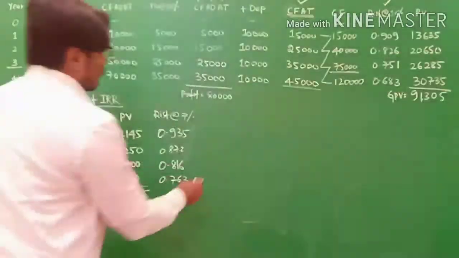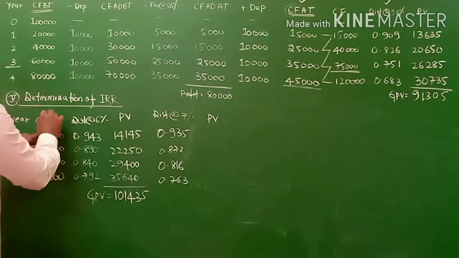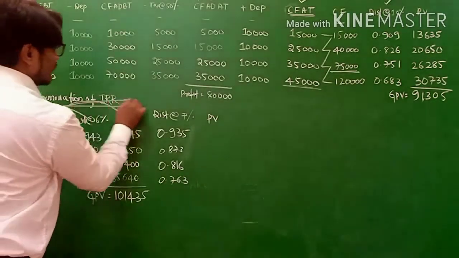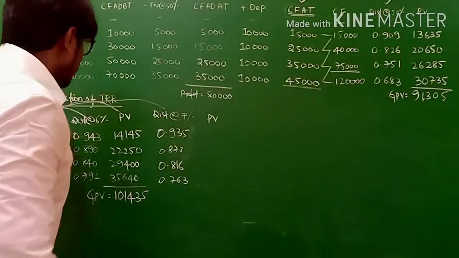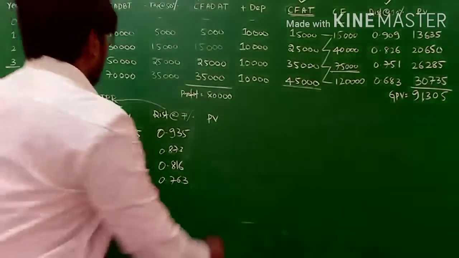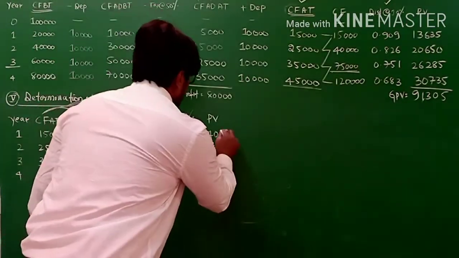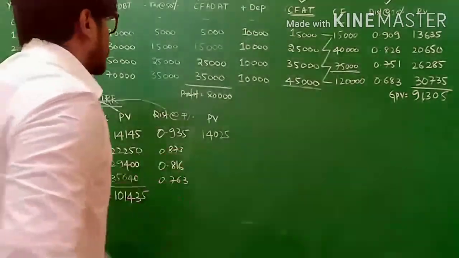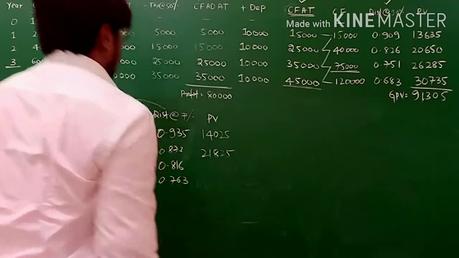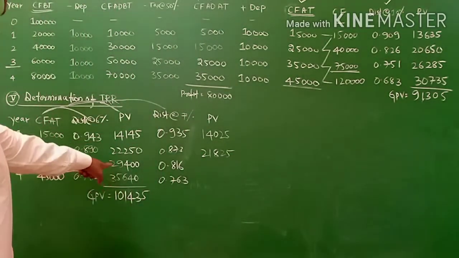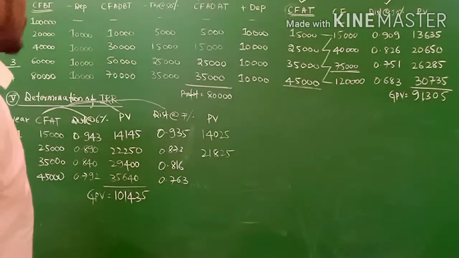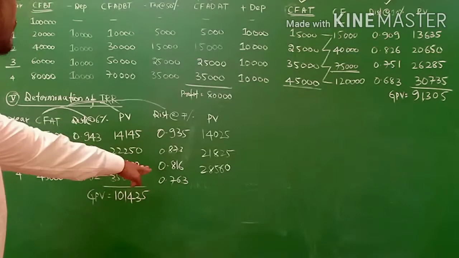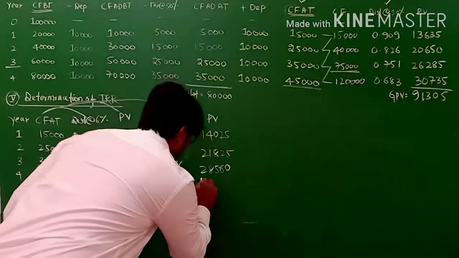And for this 7%, again we calculate present value. So present value calculation is based on this. You multiply the cash flow into this discount rate. So 15,000 into 0.935, you will get 14,025, my friends. The next 25,000 into 0.873 equals to 21,825. Likewise, if you multiply 35,000 into 0.816, you get 28,560. And if you multiply 45,000 into 0.763, you will get 34,335.